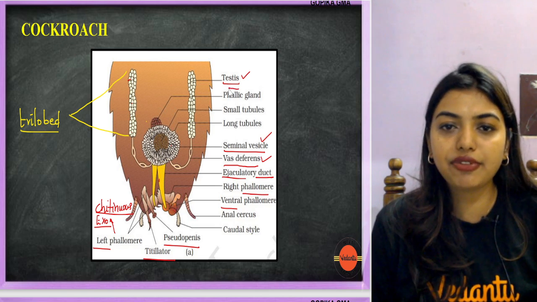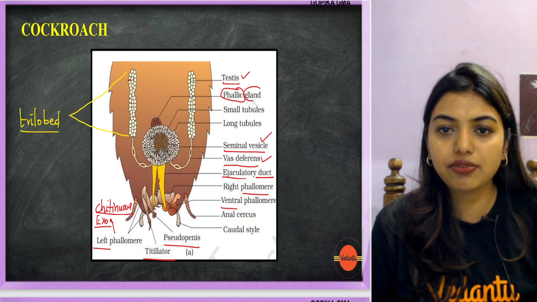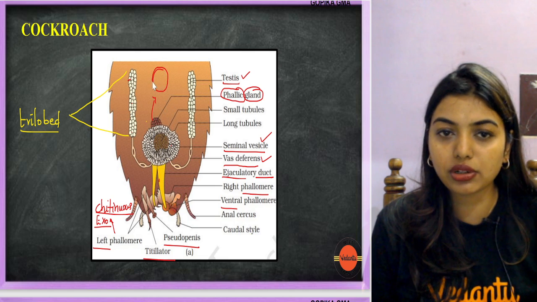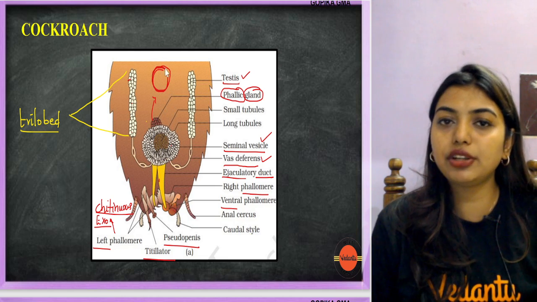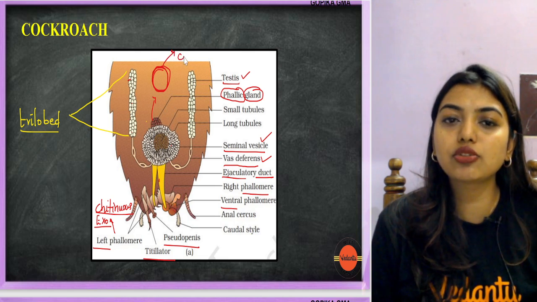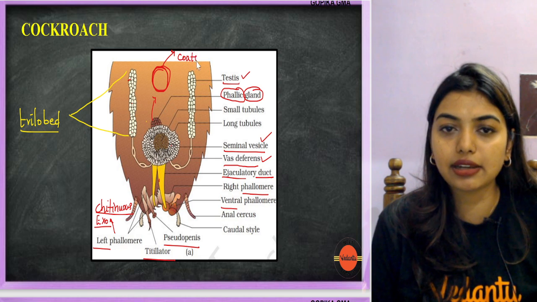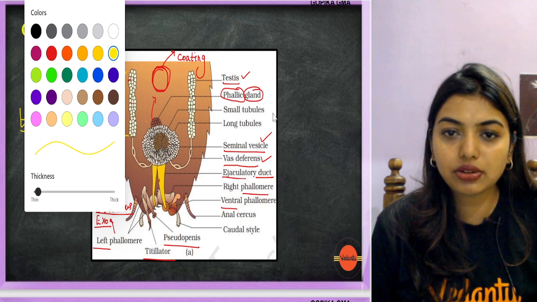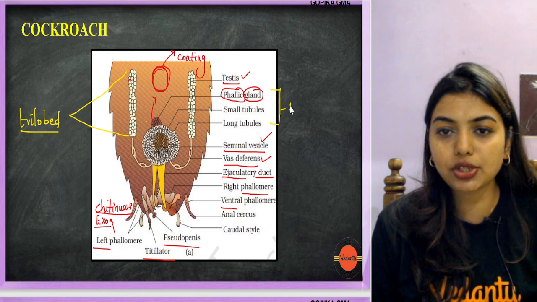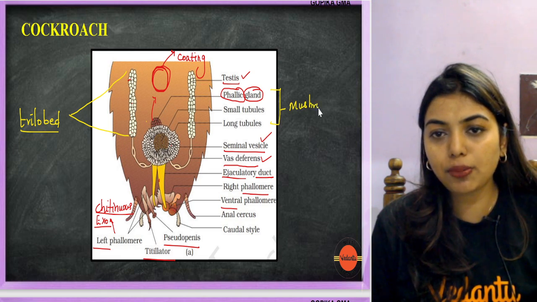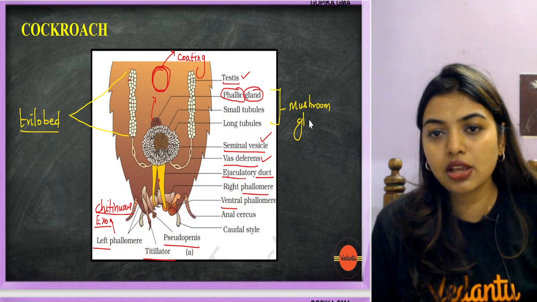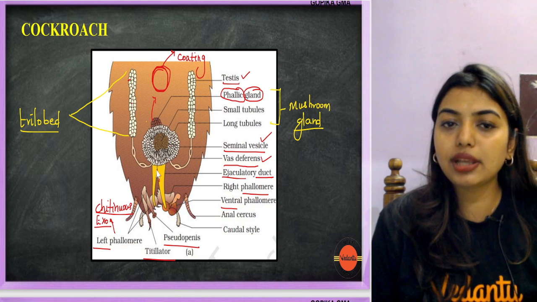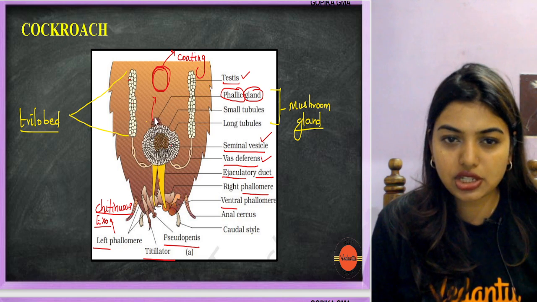Now, here you see a phallic gland. The phallic gland is going to help with the coating of the spermatophore. The spermatophore goes as a bundle, we said, no? So that outer layer of coating is done by your phallic gland. These three together constitute your mushroom gland. On top of the mushroom gland, the phallic gland will be present. So the long tubules, short tubules, and phallic gland together are called the mushroom gland. Here you can see the phallic gland just above the mushroom gland.